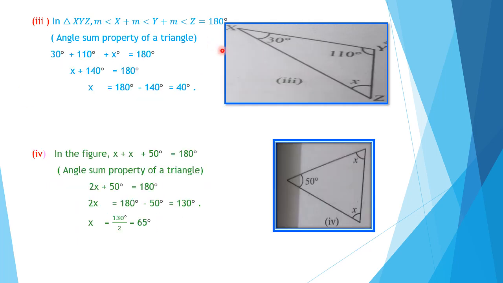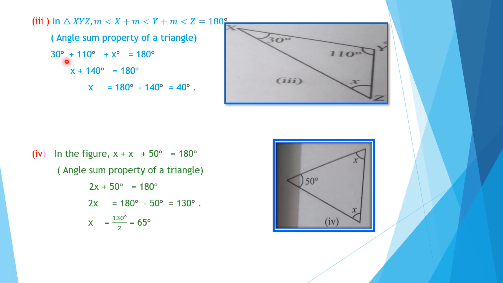Now question number 3. In the third figure we have X given as 30 degrees, and angle Y, its measurement is 110 degrees, and angle Z, its measurement is X. So we have to find this value. Here also we use the angle sum property of a triangle. So measure of X plus measure of Y plus measure of Z equals 180 degrees. This is the angle sum property of a triangle. And you know X is 30 degrees and Y is 110 degrees and Z is X. So we substitute the values and altogether we get 180 degrees.